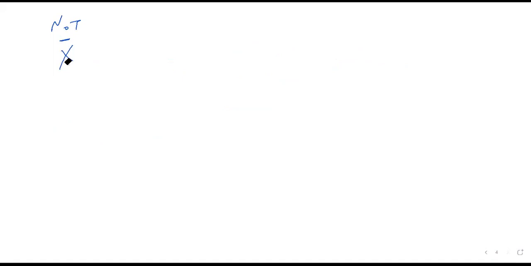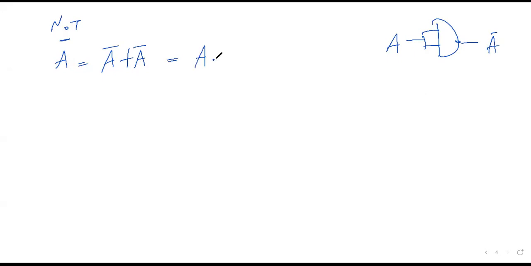But for my example, I used A bar. How do we go from A bar to a function which relies only on NAND gates? I said it looks like this. If I have A here, I'll have A bar. But how do I get there? I proposed A bar is the same as A bar plus A bar. And if I apply De Morgan's theorem here, this will be the same as A and A not.